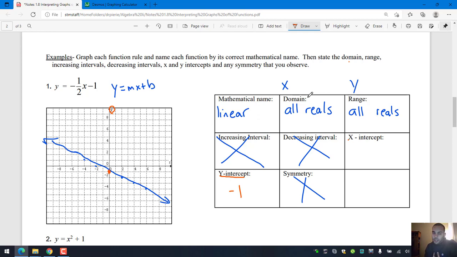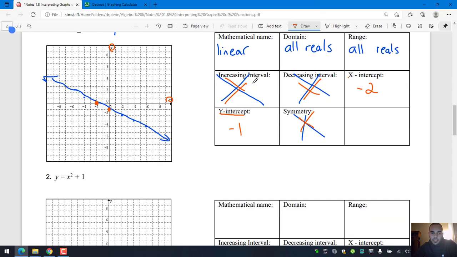And the x-intercept is basically the exact same concept, but instead of where it crosses the y-axis, the x-intercept is where it crosses the x-axis. So I look at my graph and I see where this line crosses the x-axis. I pay more attention to the dots rather than the line. It looks like it's crossing right here, 2 units to the left, which would be -2. This line will cross the x-axis at -2. That is my x-intercept. Let's not worry about increasing interval, decreasing interval, and symmetry right now. So these are the 4 things I'd like you to fill out for right now.